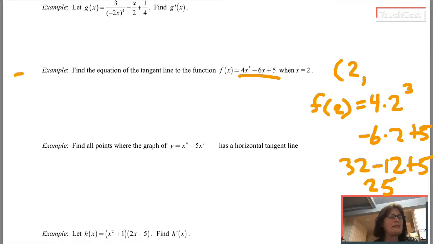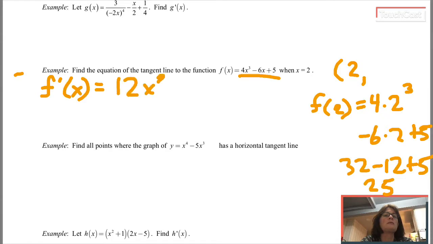But where the calculus comes in, this is the beautiful part. Now instead of finding the slope of the curve at the point as the limit as h goes to 0 of f of x plus h minus f of x, I can find f prime of x. This is the derivative, right? This is going to be a function that tells me the slope anywhere I want on the f function. So I'm going to use the power rule. The 3 comes down to the front to multiply the 4, so 12x squared minus 6. Right, the derivative of 6x is 6, and the derivative of 5 is 0. So here's my derivative function.